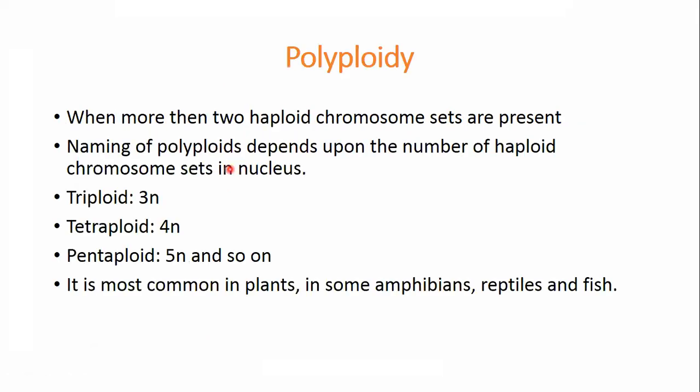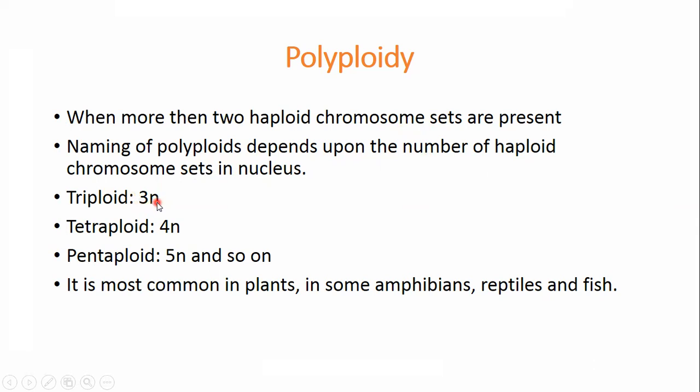The last type of numerical aberration is polyploidy. And what is polyploidy? When more than two haploid chromosome sets are present. So naming of the polyploid depends upon the number of haploid chromosome sets in the nucleus.